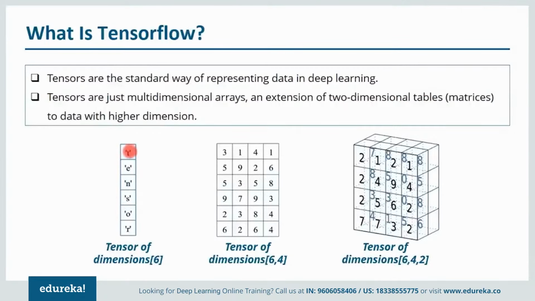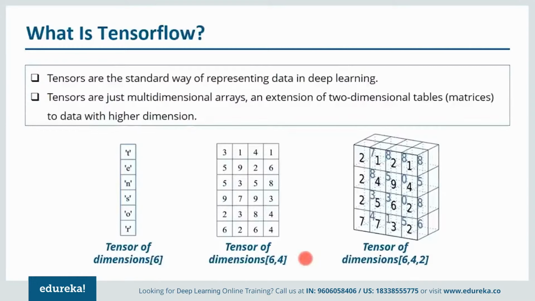Now let me explain with the examples in front of your screen. This particular data is nothing but a tensor of dimension 6, because we have 6 rows and only one single column. Over here we have 4 columns as well as 6 rows, so this becomes a tensor of dimension 6, 4. Similarly over here, we have another dimension, the third dimension, in which we have 2 values, so we consider this a tensor of dimension 6, 4 and 2. So this is nothing but a way of representing data in TensorFlow.